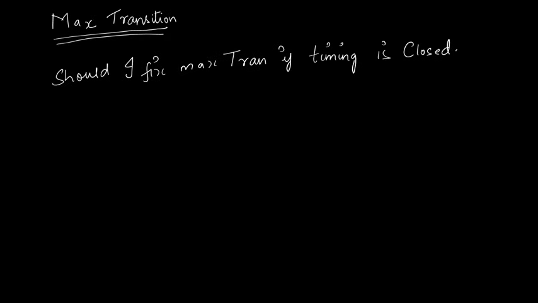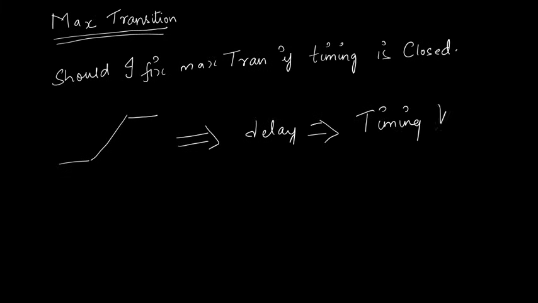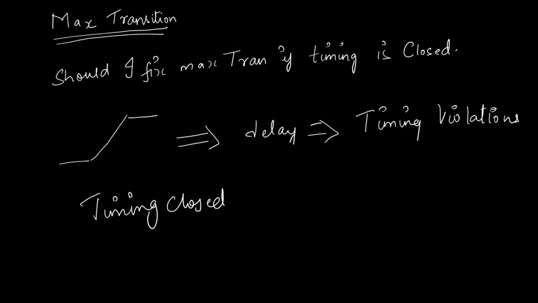So one popular question is, should I fix max transition violation if my timing is closed? We all know that a sluggish signal, which is having a higher transition, will lead to higher delay, and in turn, it will cause timing violations. But what if my timing is closed? Should I still fix max tran?